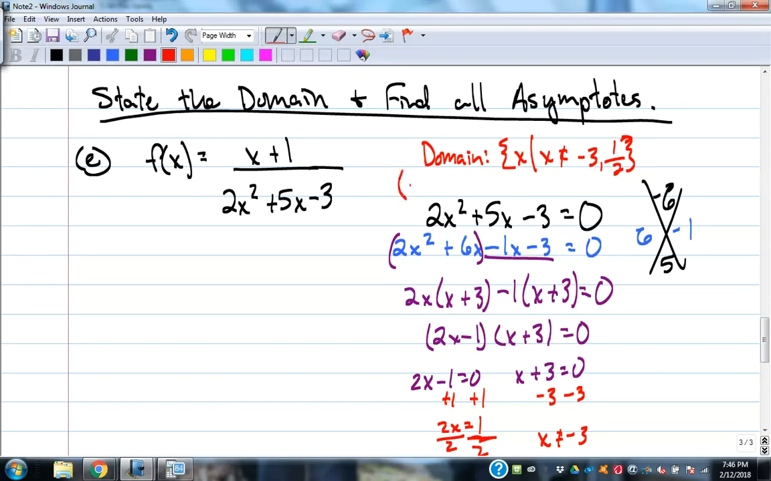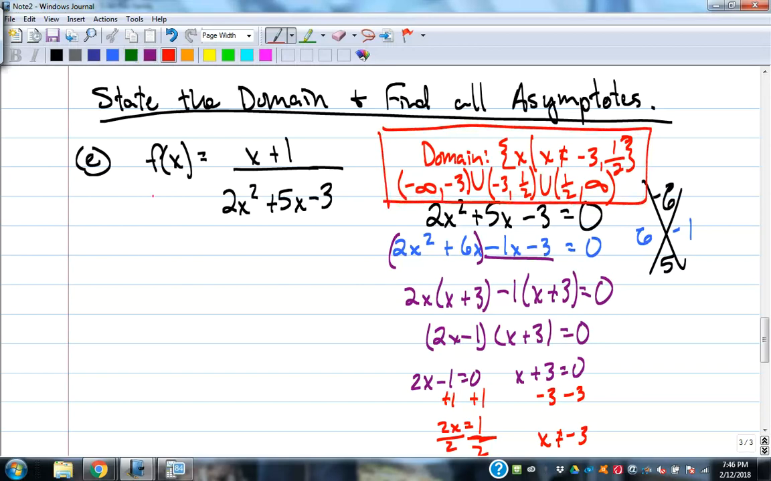Interval notation would be from -infinity up to -3, union -3 to 1/2, union 1/2 to infinity. There's my domain. Now here's what I do next. I look at that and say, can I simplify from there? Does anything cancel in that factored form?